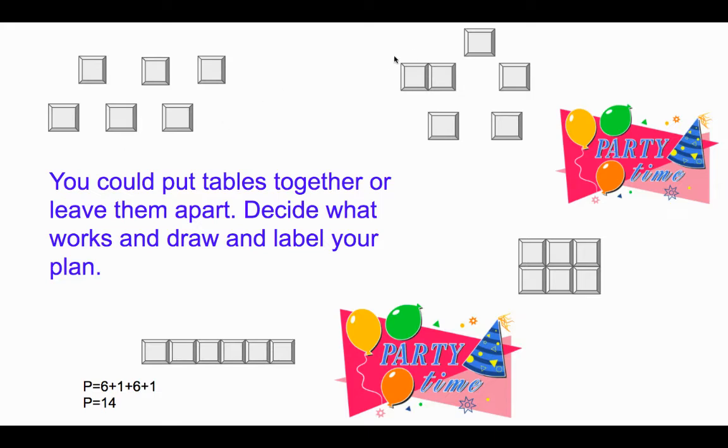What if you put one table group together like this? How many go around this table group? 6. 6 plus 4 is 10, plus 4 is 14, plus 4 is 18. So 3rd graders, if you did this and left these 3 tables and didn't use one of them, that arrangement would work.